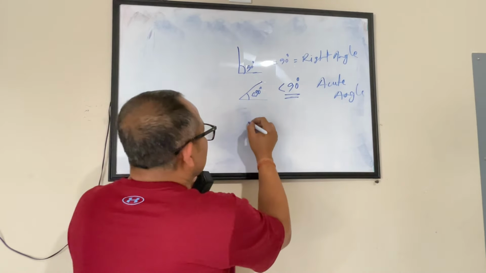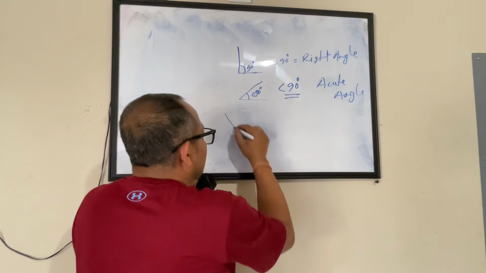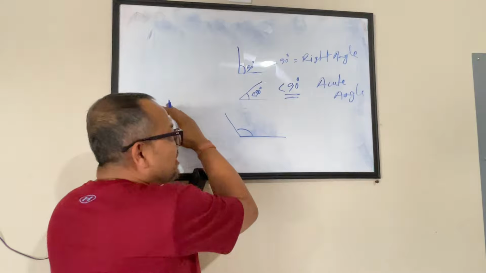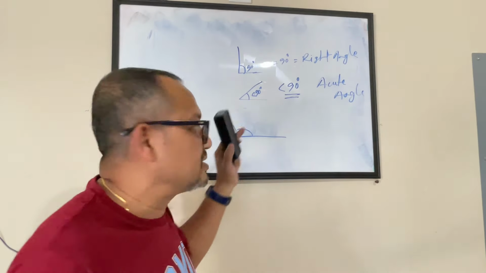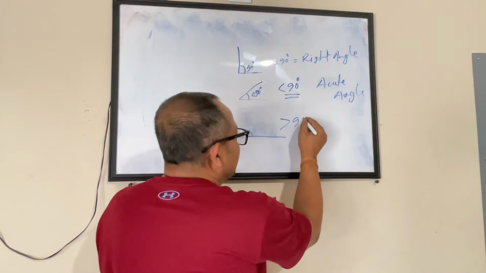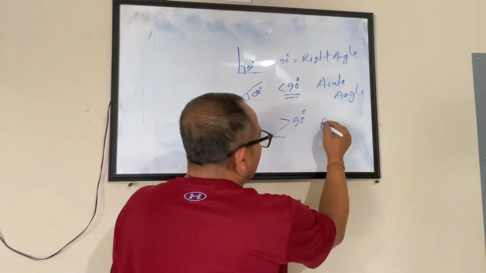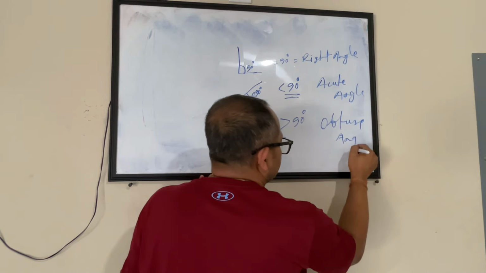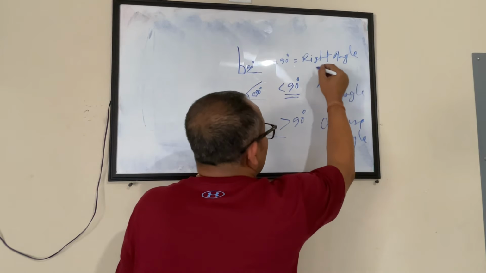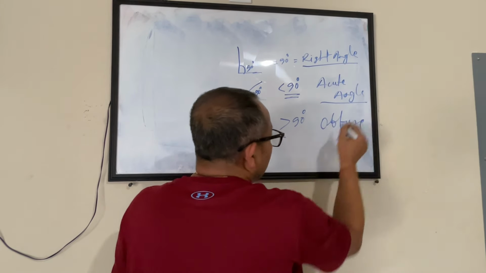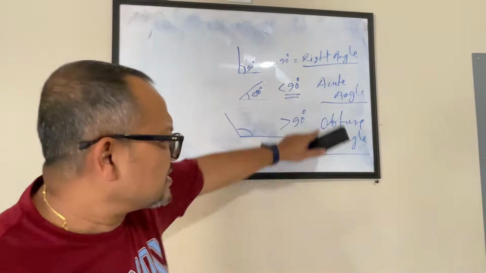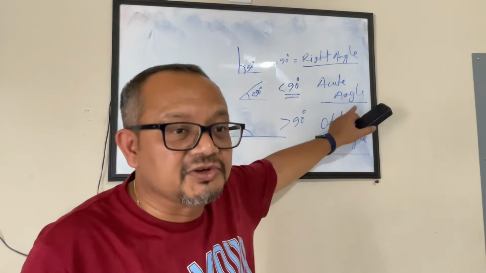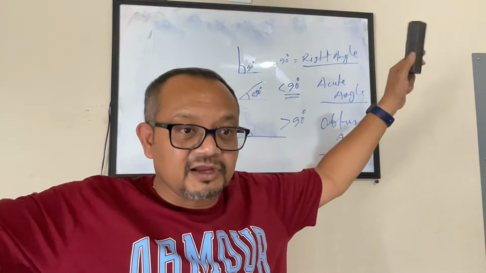Now something that is bigger than 90 degrees, meaning when the lines are much farther, the angle is much bigger, or the angle is greater than 90 degrees. It's called an obtuse angle. So look at this. Right angle, acute angle, obtuse angle. So phonetically it sounds opposite to acute. Acute angle, obtuse angle. Yeah?